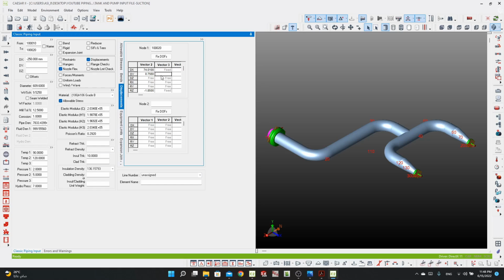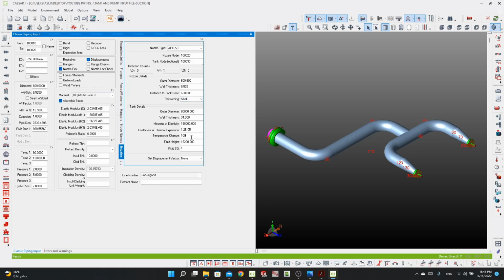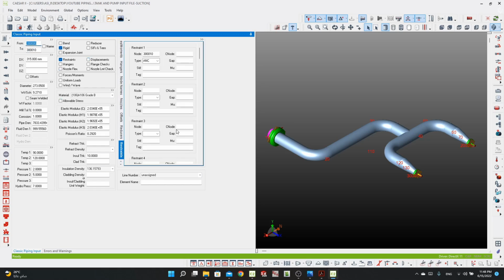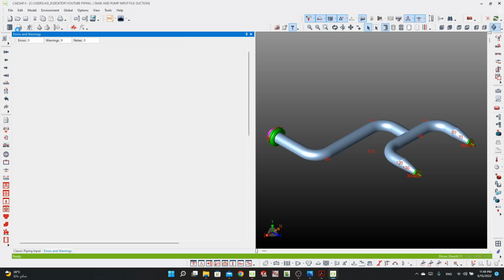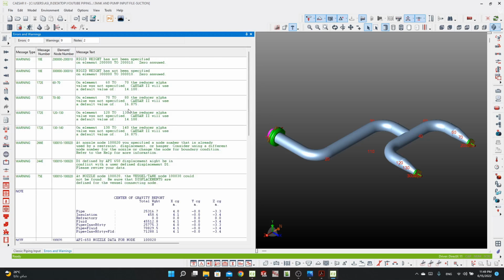Okay, here, as I mentioned, we will put a settlement, a minus 20 millimeter settlement, and we need to go back here and change the temperature back to 70. Now I already entered the data for the tank. We need to run check. I don't have any problems.